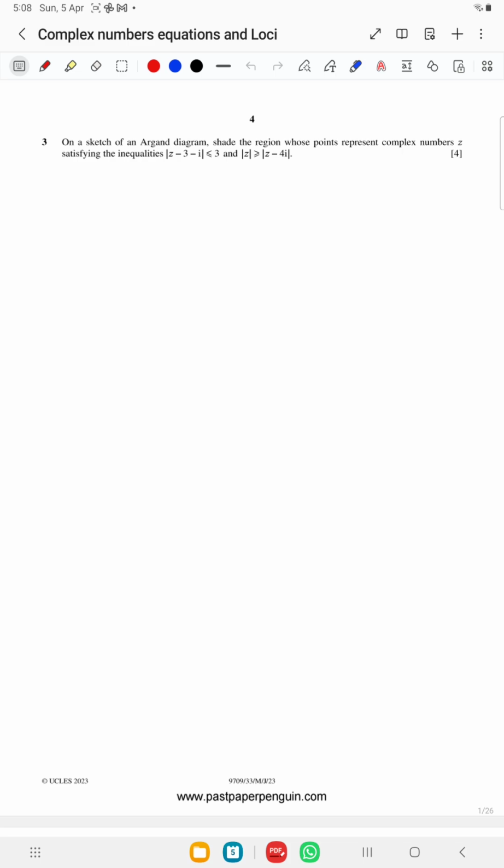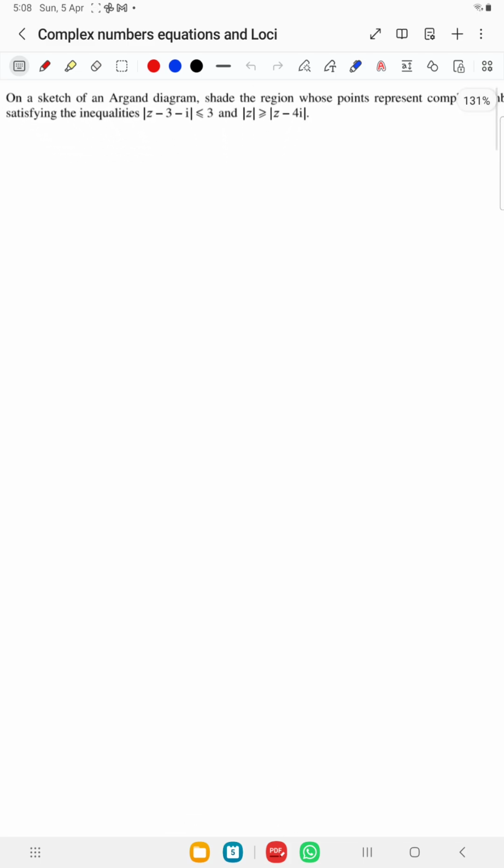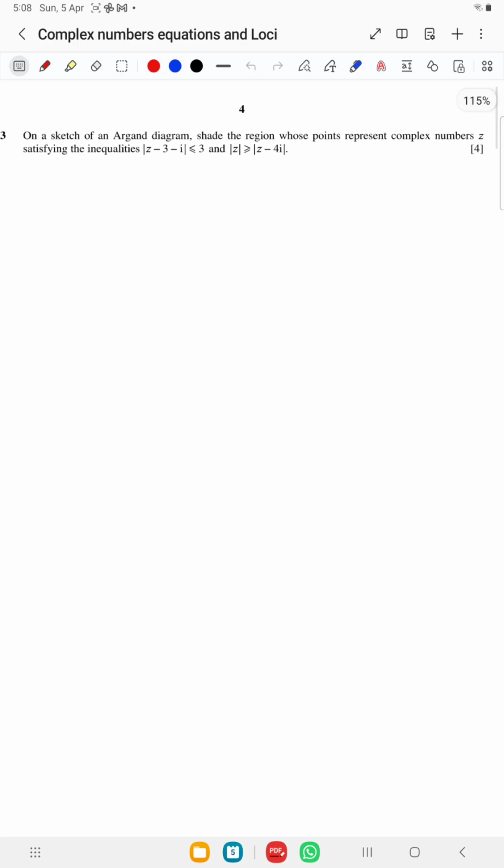Guys, here I'm going to discuss a few important concepts of complex numbers with the request of you students: complex number equations and loci. The first question here, I took from the past year papers, and it's very important to discuss. On a sketch on an Argand diagram, shade the region whose points represent complex number z satisfying the inequalities.